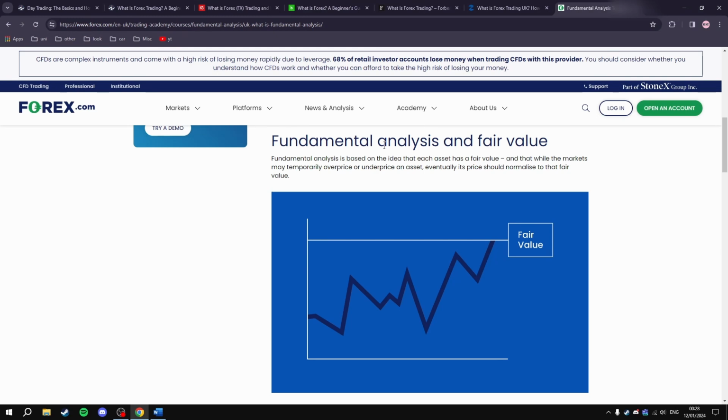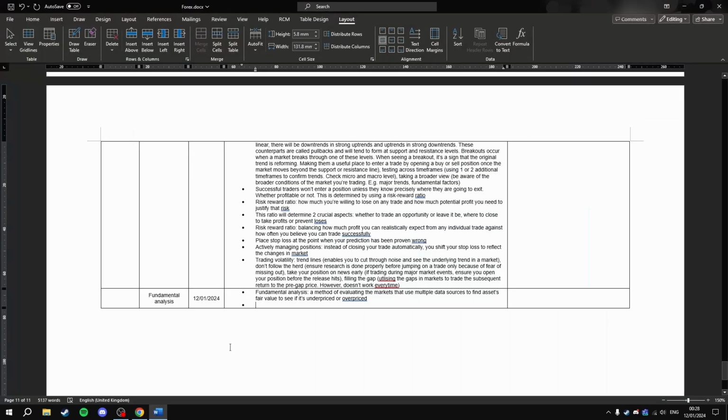Fundamental analysis and fair value. Fundamental analysis is based on the idea that each asset has a fair value, and that while the markets may temporarily overprice or underprice an asset, eventually its price should normalize at that fair value.